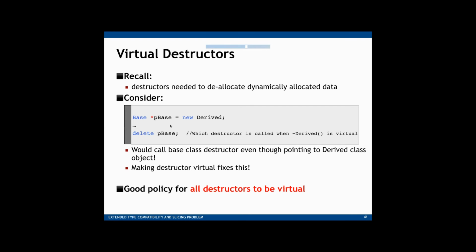Consider this example. Base is a base class of the derived class, and the derived class inherits the base class. So here we are assigning an object of the derived class to a variable of type base class. And if we delete this pointer variable, which destructor will be invoked? Will the base class's destructor be called because the variable type is base, or will the derived class's destructor be called because the object that this variable is holding is of derived class type? Which destructor will be invoked? Think about this.